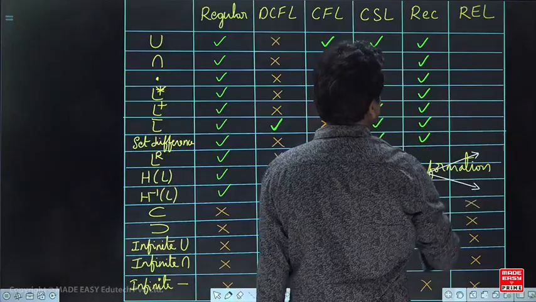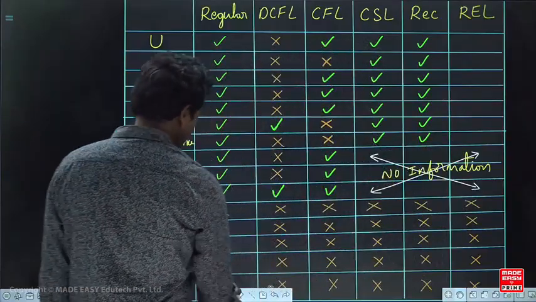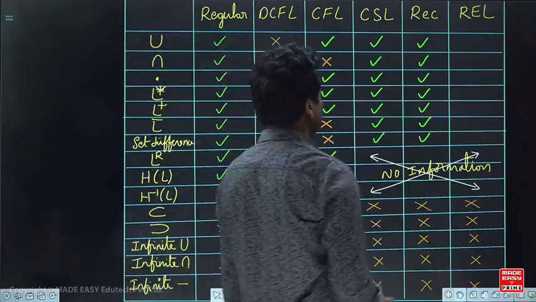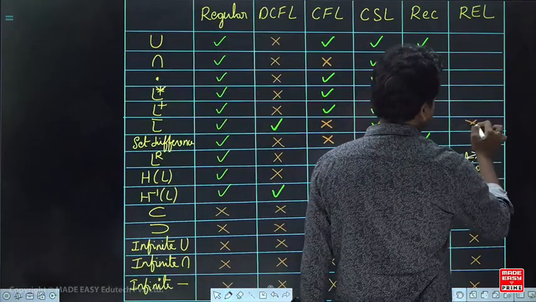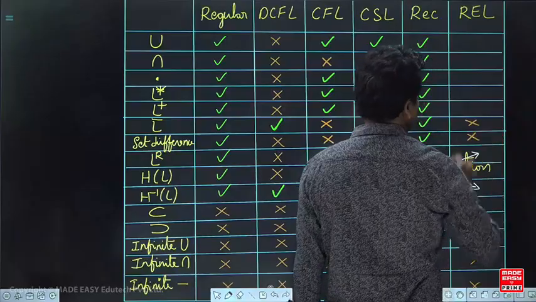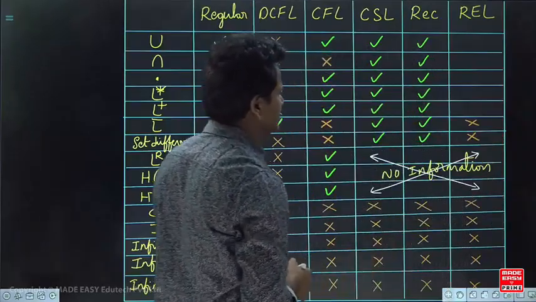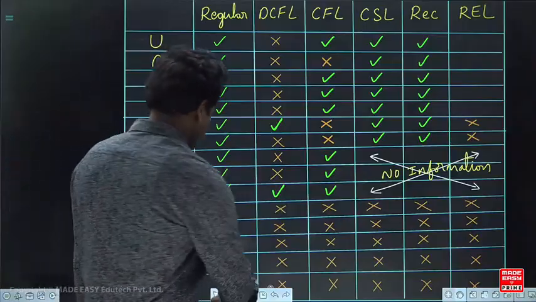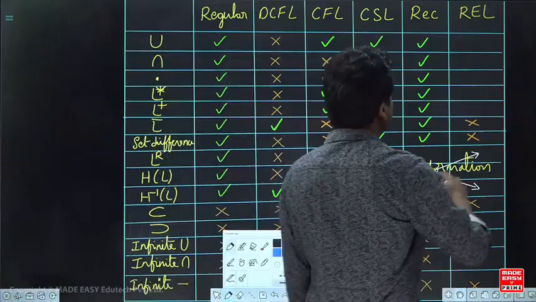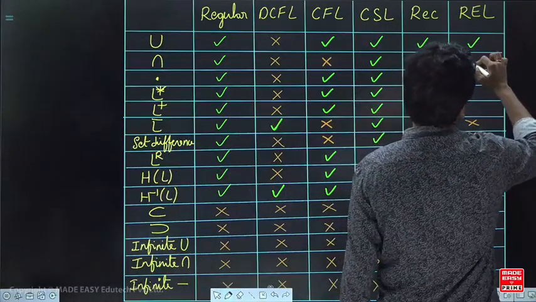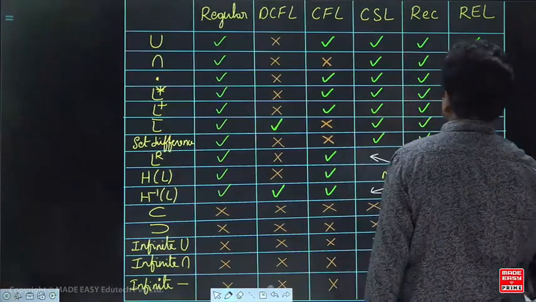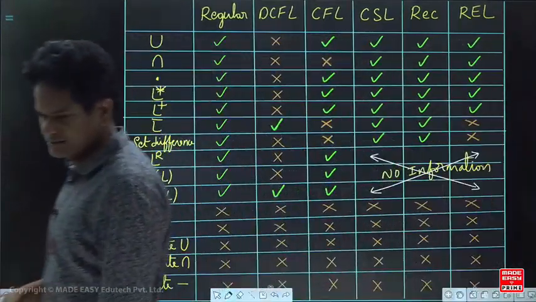And REL is not closed under complement and set difference. Already we have discussed. Complement and set difference are not closed, because if L is RE, its complement may not be RE. When its complement is not RE, automatically set difference is also not closed. Whereas it is closed under union, intersection, concatenation, Kleene closure, positive closure. Okay. So copy this, guys.